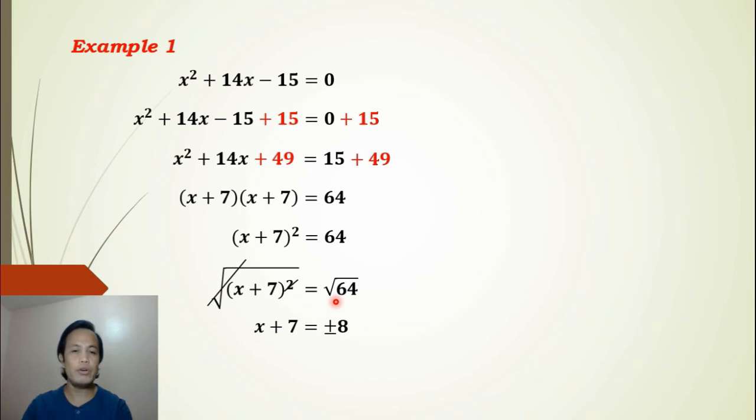Since this is square root, we have to indicate the two signs because positive 8 times positive 8 is equal to 64 and negative 8 times negative 8 is also equal to 64. This indicates two values of our variable. So when we break these two values, this will give us x plus 7 equals positive 8, the first value, and the second value is x plus 7 equals negative 8. Then we solve now for x.